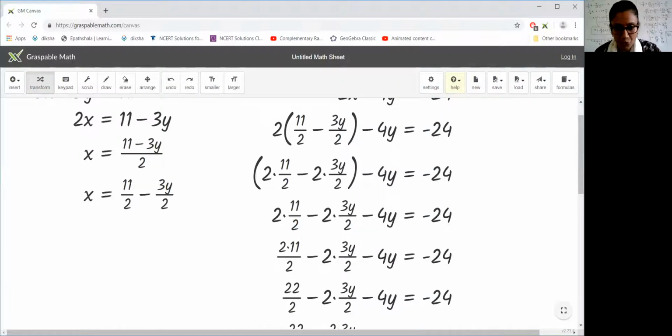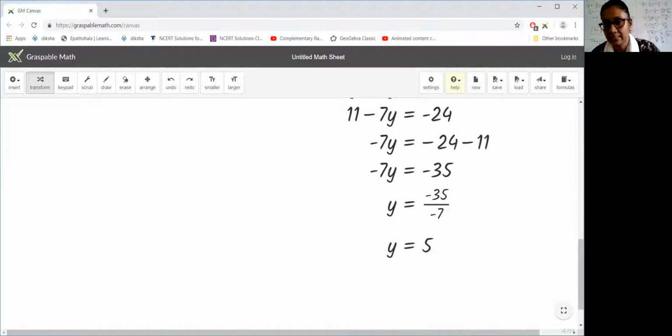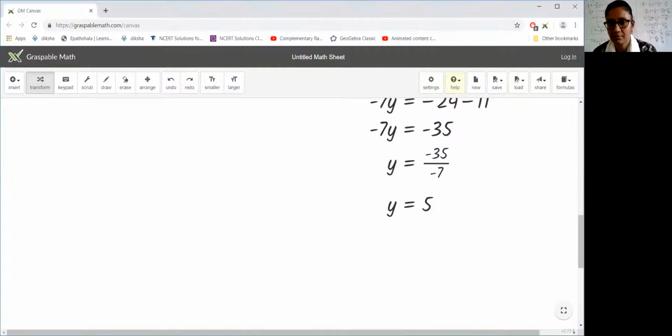I am unable to push it there because this is not getting selected. It should be possible. I don't know why it's not working that way. There is a problem with my mouse. Okay, never mind. Did you get x is equal to negative 2 and y is equal to 5? So all of you got it? Yeah, because only one step I am unable to show you here.